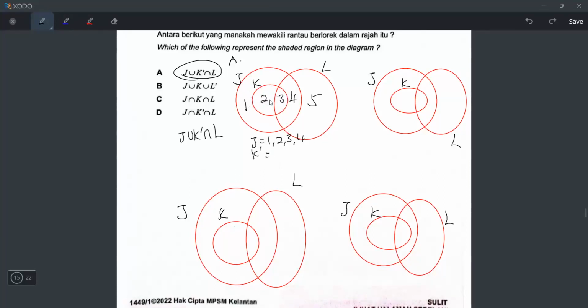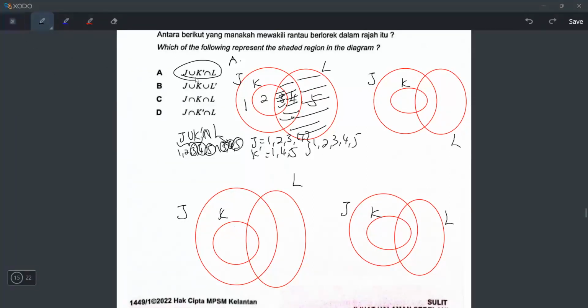We all know K is 2 and 3, so K complement will be 1, 4, and 5. You have to combine these two because it is union, so it will be 1, 2, 3, 4, 5. This is the answer for J union K complement, but it's not the final answer, because you have to intersect with L. And L is 3, 4, 5. In the middle is intersect, so you look for the ones that repeat. The ones that repeat are 3, 4, and 5. So the answer for A is 3, 4, and 5.